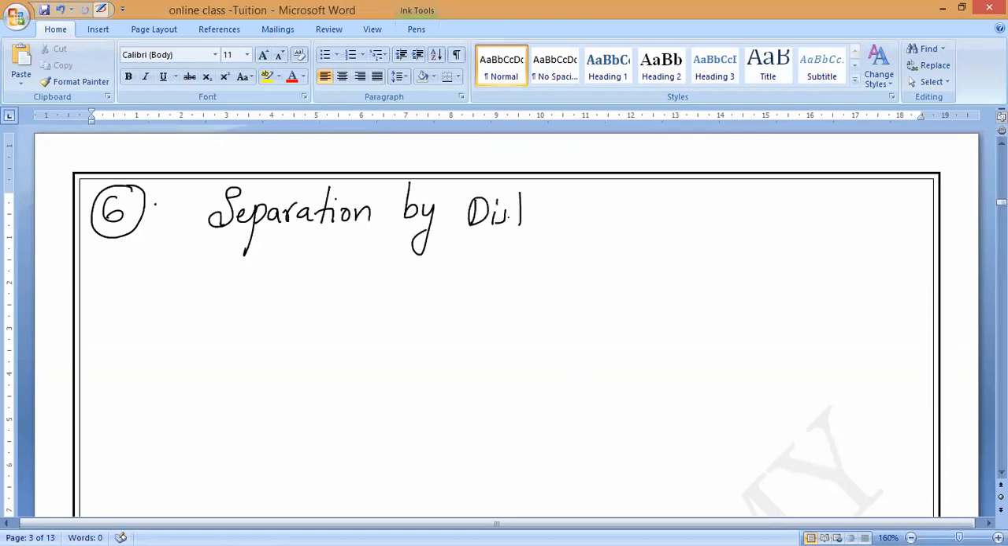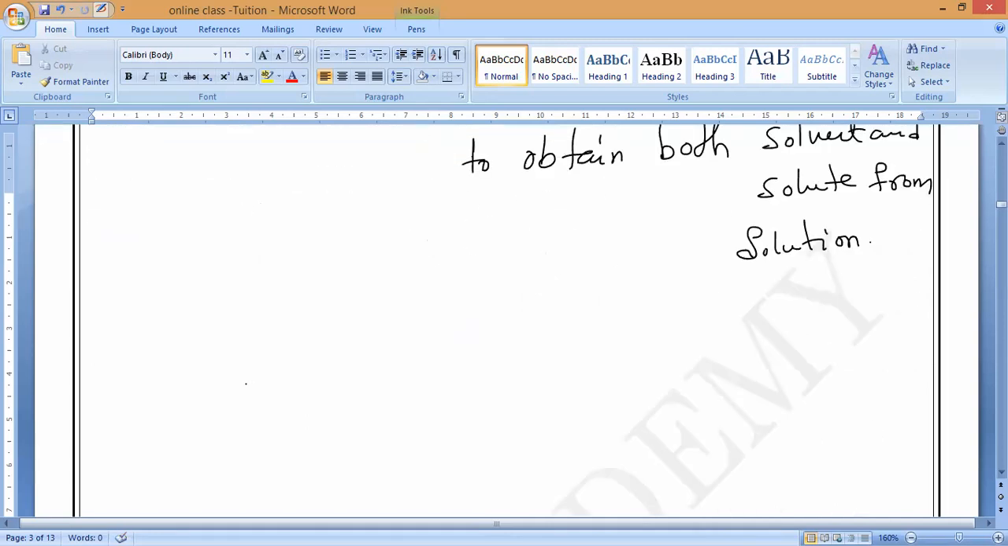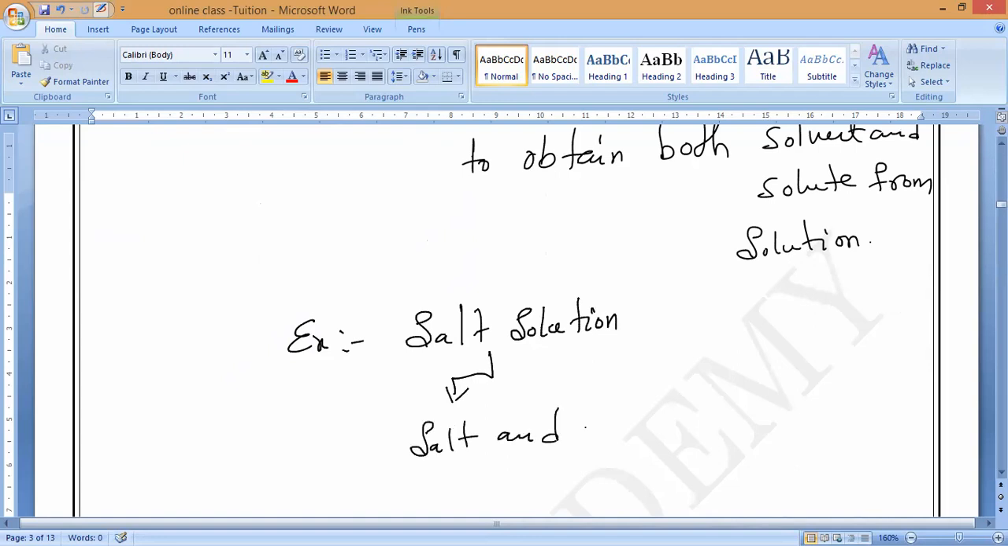Separation by distillation. So what is the purpose of using distillation? Tamil Selvan, Pradosh, anybody? To obtain what? Sir, by getting both solute and solvent. Solute and solvent, sir. Solvent and solute from solution. From where? From solution. Understanding that? For example, a salt solution. We are going to get what? Two substances: salt and water. That's all.